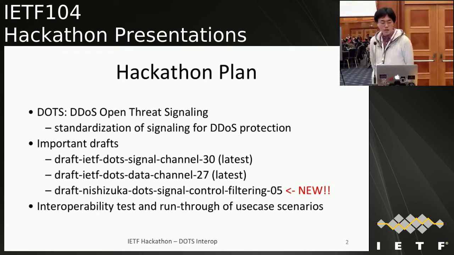DOTS protocol consists of two drafts. One is a signal channel draft, and the second one is a data channel draft. However, on top of that, we tested a new individual draft, which is the outcome of the last IETF hackathon. Then we did the interoperability testing between two individual implementations. One is open source, and the other end is proprietary. Then we made a demo of several use cases.